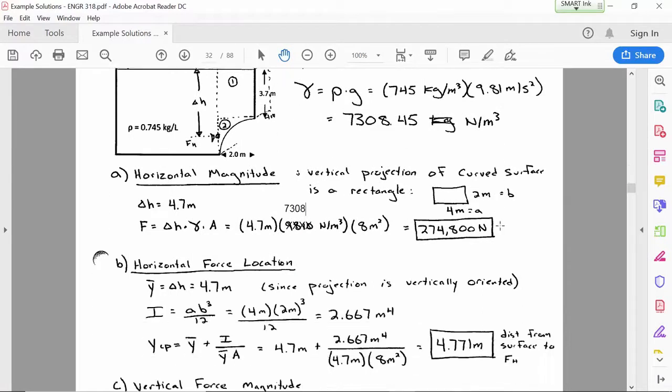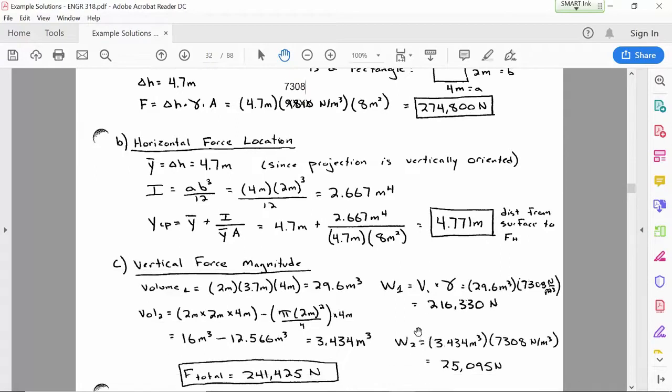The location of the force, we calculate the y bar for that, is the same as delta H because the projection is vertically oriented. The area moment of inertia will only be correct if you remember that it's the vertical dimension that you cube. So 4, the width, isn't cubed. You just take that to the first power.